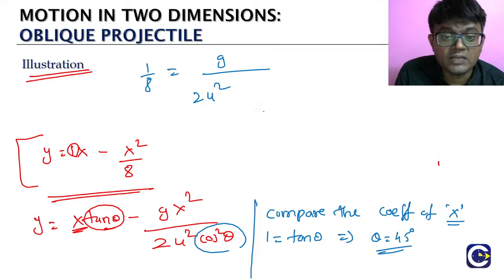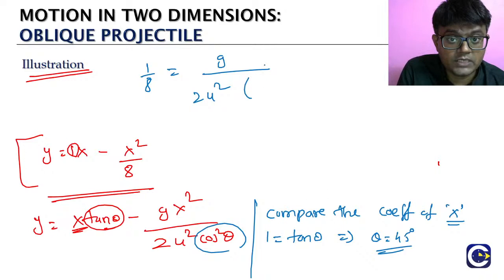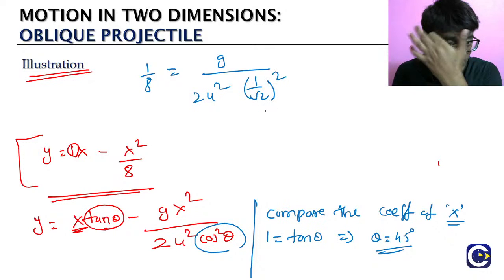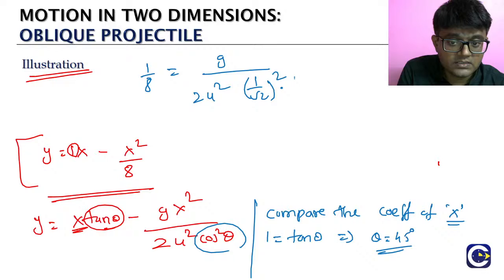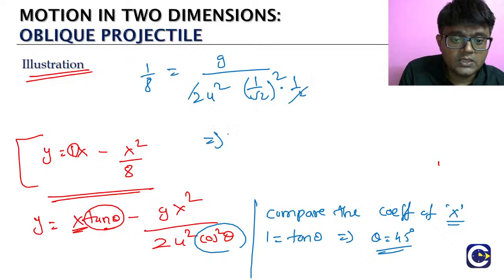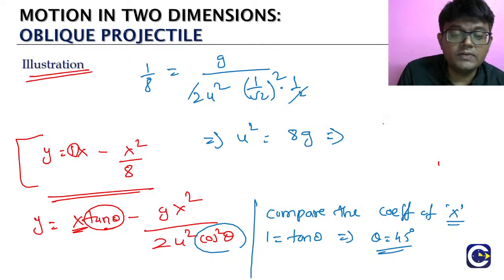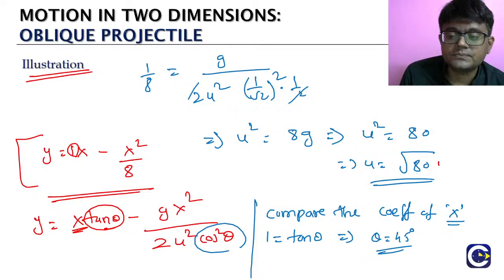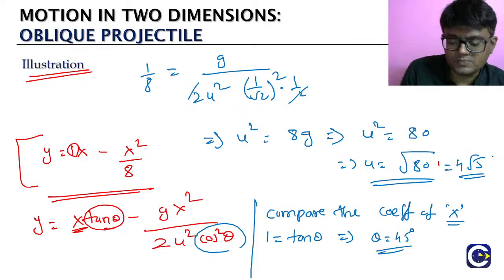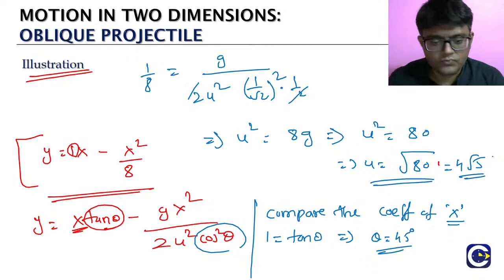So what is cos square theta? Cos 45 is 1/√2, so the square of 1/√2 is 1/2, and the 2s cancel. So u square is equal to 8g. If you take g is equal to 10, then u square is equal to 80. From that, u will be √80. If you take 80 as 16 into 5, the value of u is 4√5.